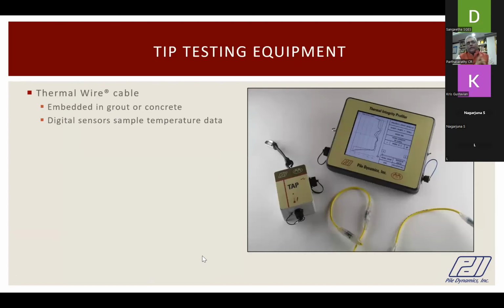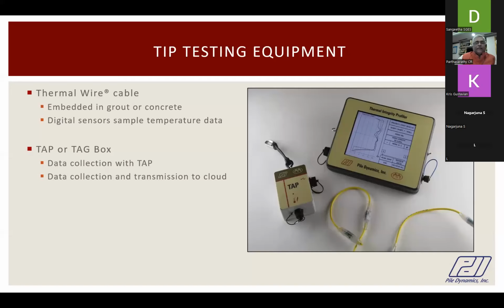So what do you require for the testing equipment? So you need the wire, which comes with the thermal sensors embedded at every 1 foot. Okay, and this wire has to be collected for data using the thermal acquisition port or a thermal aggregator. I'll explain to you what TAP and TAG mean, and you need the TIP main unit, okay, to download the data from the TAP boxes.